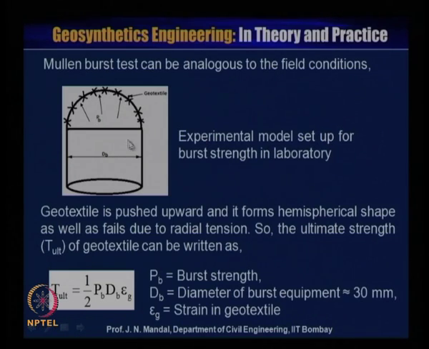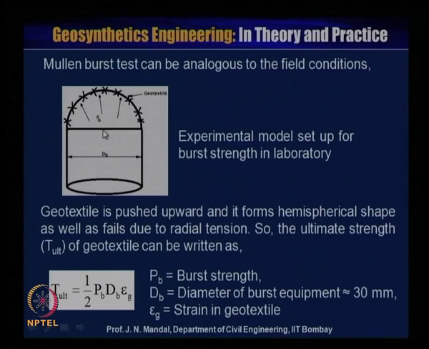So, this is the experimental model setup for burst strength in the laboratory, and this is dB, the diameter of the burst equipment, equal to about 30 millimeter. This is the geotextile material clamp, and there is an upward force, that is Pb. This is what you call the burst strength. So, the geotextile is pushed upward and forms a hemispherical shape, as well as failure due to radial tension.